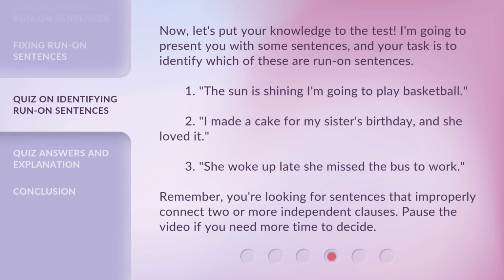Now, let's put your knowledge to the test. I'm going to present you with some sentences, and your task is to identify which of these are run-on sentences. 1. The sun is shining, I'm going to play basketball. 2. I made a cake for my sister's birthday, and she loved it. 3. She woke up late, she missed the bus to work. Remember, you're looking for sentences that improperly connect two or more independent clauses. Pause the video if you need more time to decide.